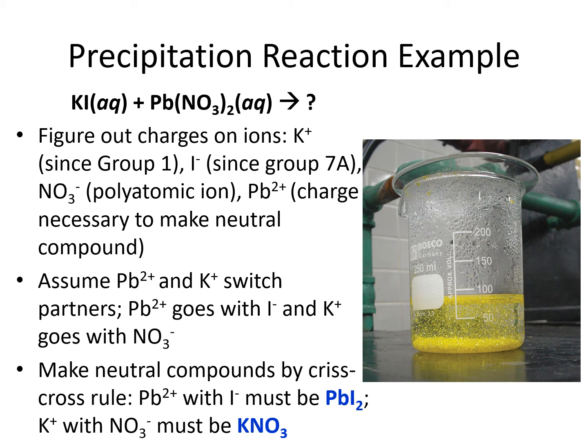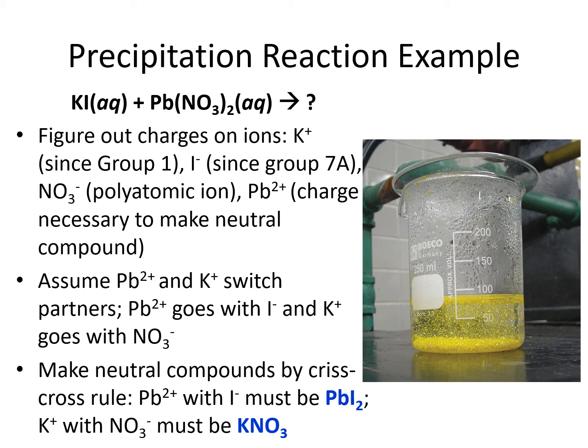Let's look at this precipitation reaction example. We're going to predict what the products are based on the charges of the ions. We need to know the charges of each of the ions on the left-hand side of the reaction, and we will assume that the ions will keep those same charges on the right-hand side of the reaction.